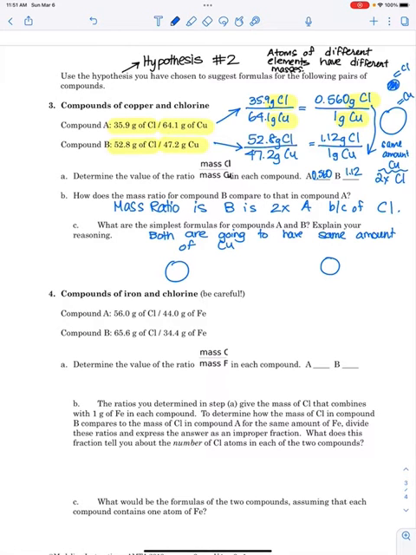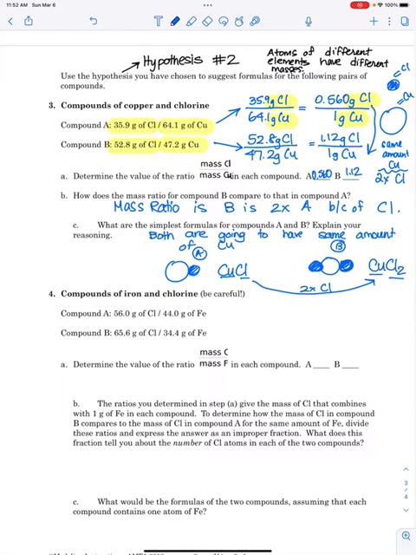How can I write a formula or draw a particle diagram that has twice the amount or twice the mass of chlorine? Well, the simplest way I could do this is having one of them have 1 chlorine and the other one have 2 chlorines. So this would be CuCl, and this would be CuCl2. They both have the same amount of copper. And compound B has twice the amount of chlorine as compound A.